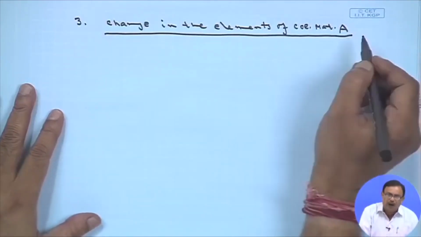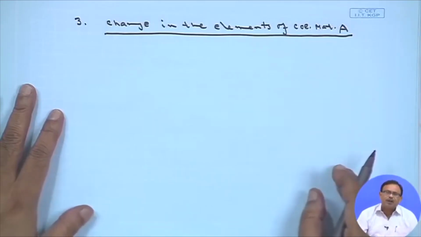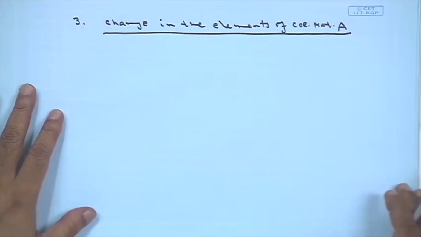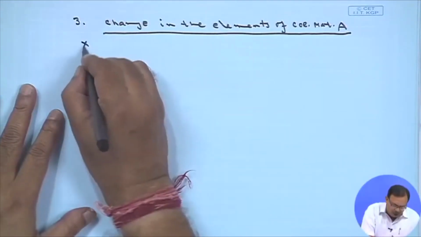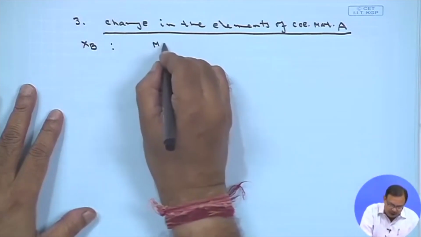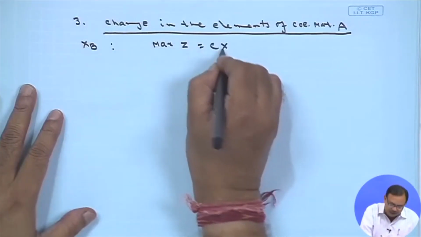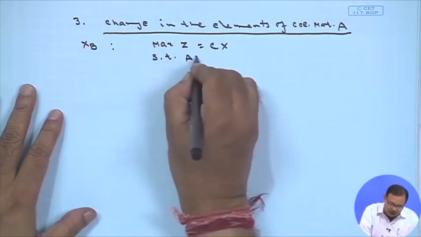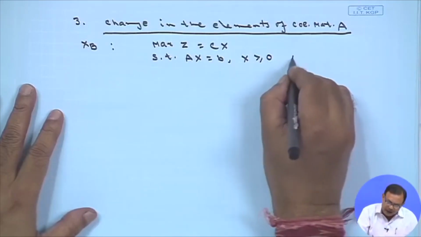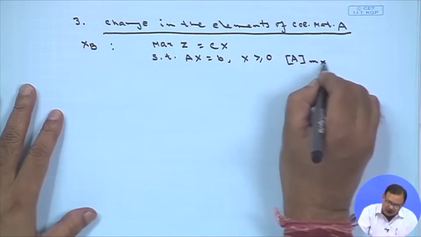The other two: first we changed the cost vector C, then we changed the requirement vector B. Now we want to see the effect of making changes or variations in the coefficient matrix A. Again we assume that x_B is the optimal basic feasible solution of the problem: maximize z equals c x, subject to A x equals b, x greater than or equal to 0, where A is an m cross n matrix.